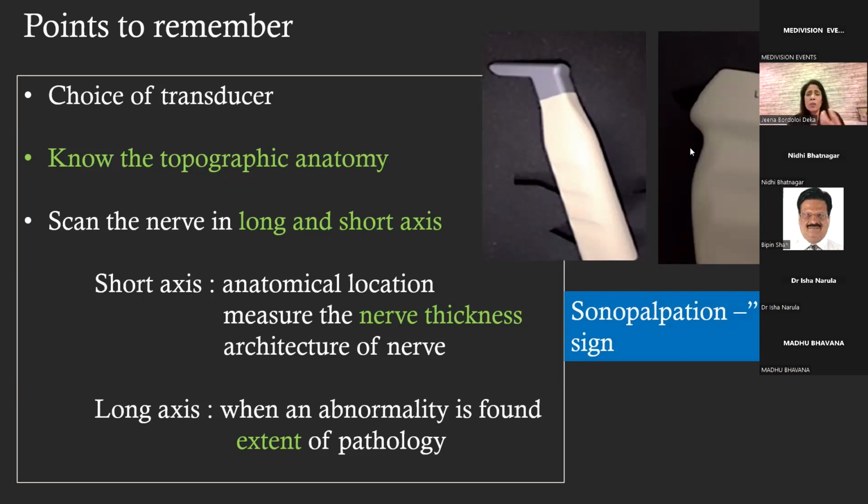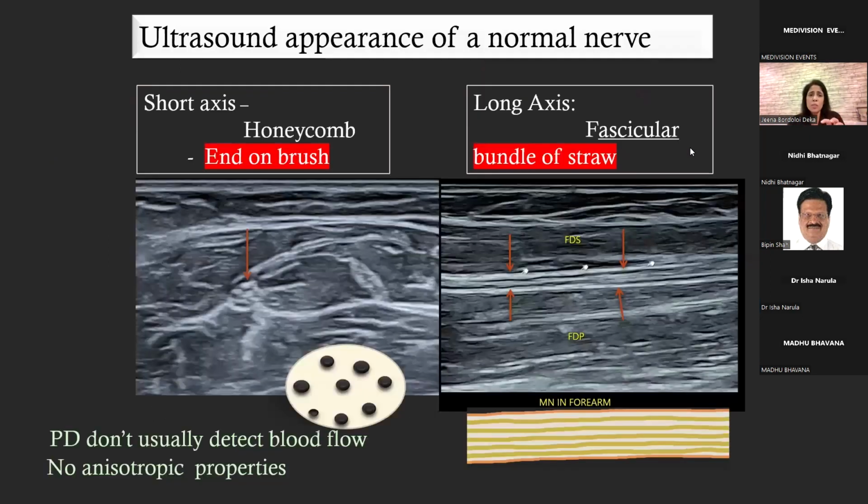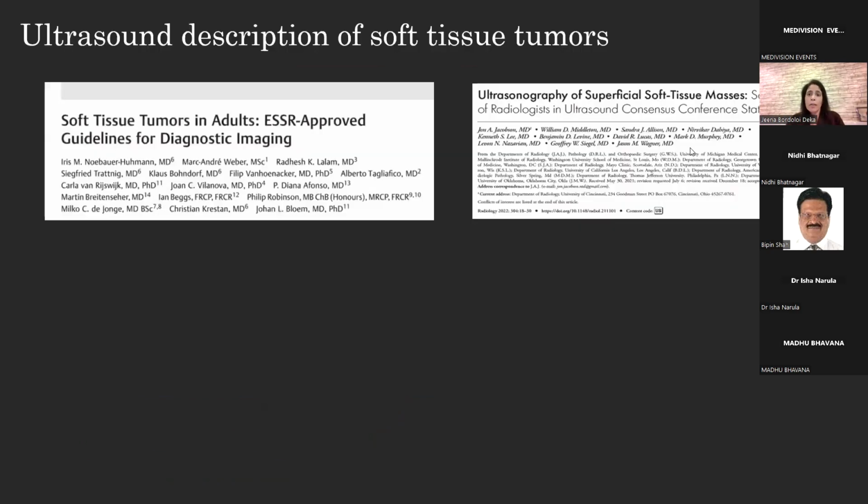So we know that on ultrasound, a normal nerve, due to its bundle of fascicles, has a honeycomb or end-on brush appearance on a short axis, and it gives a bundle of straw appearance in a long axis. We usually do not detect blood flow within a normal nerve, even on power Doppler, and a nerve never demonstrates anisotropic properties.